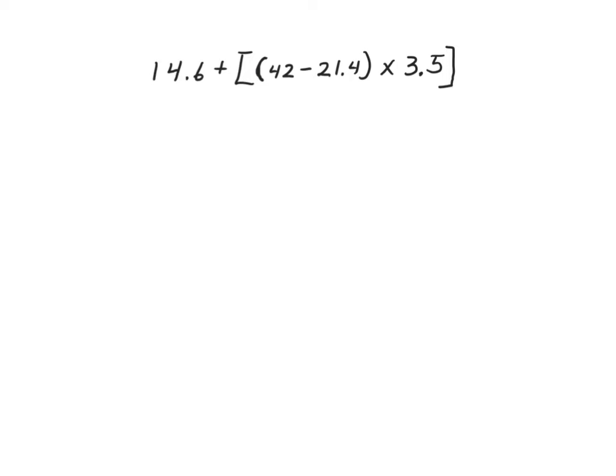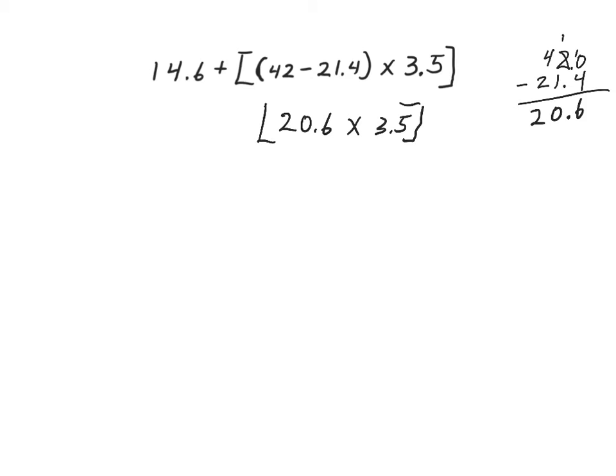Okay, let's try another one here. I'm putting some hard ones up here, but don't get too stressed. Again, we've got parentheses inside of brackets. So we start with the parentheses first. 42 minus 21 and 4/10. And I'm going to do it over on the side here. So we need to regroup. The 2 becomes a 1. The 0 becomes 10. 10 minus 4 is 6. 1 minus 1 is 0. 4 minus 2 is 2. We just bring the decimal point straight down. So we have 20 and 6/10 times 3 and 5/10, and those are still inside the bracket. And we have 14 and 6/10 plus.